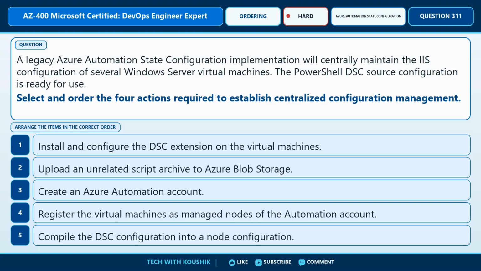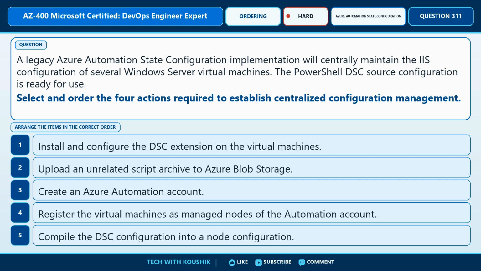Question number 311. Scenario: a legacy Azure Automation State Configuration implementation will centrally maintain the IIS configuration of several Windows Server virtual machines. The PowerShell DSC source configuration is ready for use. Select and order the 4 actions required to establish centralized configuration management. The available items are as follows.